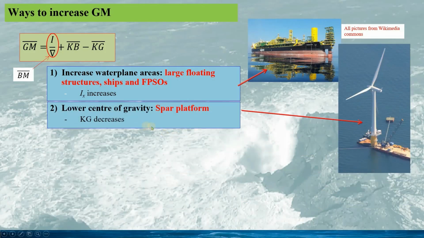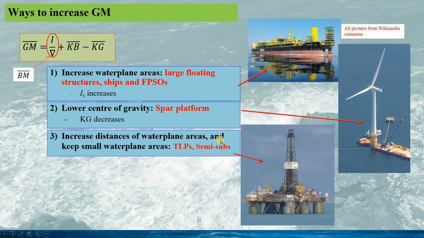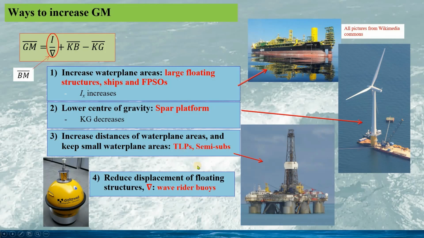We can also lower the center of gravity, as we have seen in the spar platform. For this formula, we can reduce KG. We can increase the distance of the waterplane area, like in the semi-submersibles. We can also reduce the floating structure displacement lambda. We can see the example of the wave radar buoys, which has a relatively small draft, thus the small displacement.